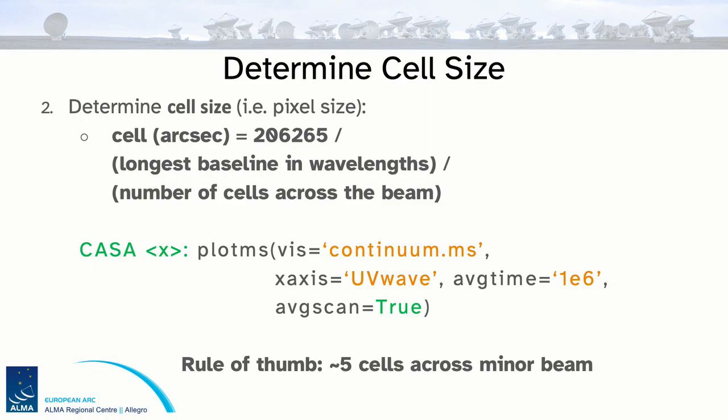On this slide is an equation to estimate the cell size using your UV data. You need to input the longest baseline in units of wavelengths and the number of cells that you want across your beam. You can actually determine the longest baseline in plotms by setting the x-axis to UVwave, and this will plot the visibility amplitudes against the baseline length in wavelengths. Make sure you are not averaging by baseline or antenna here.